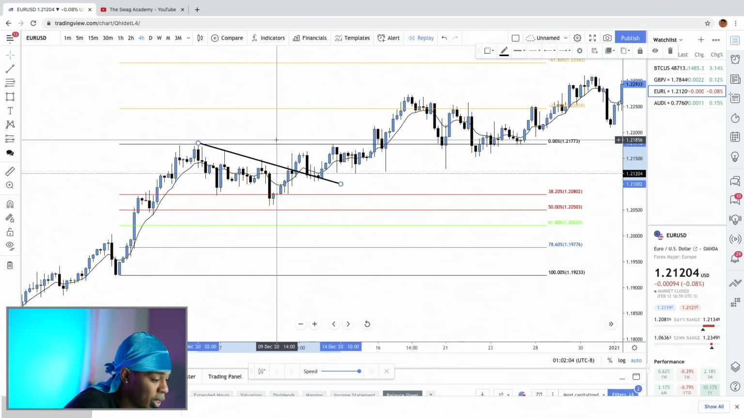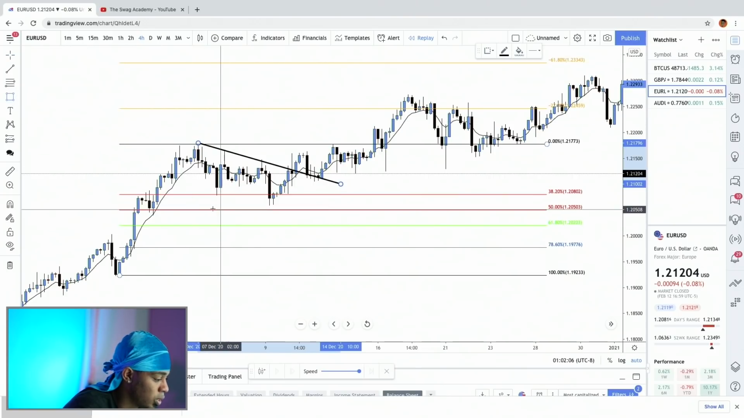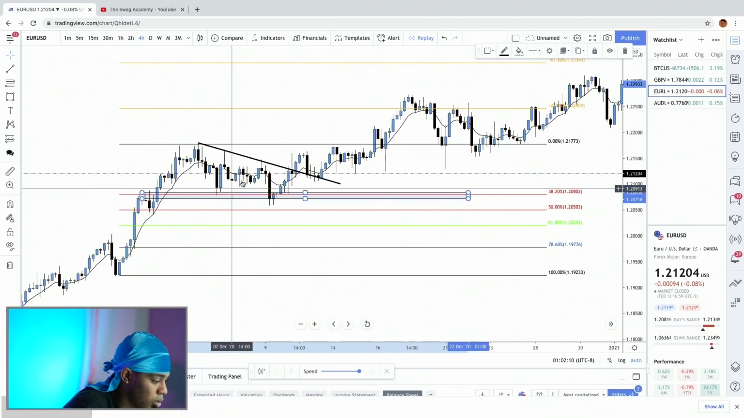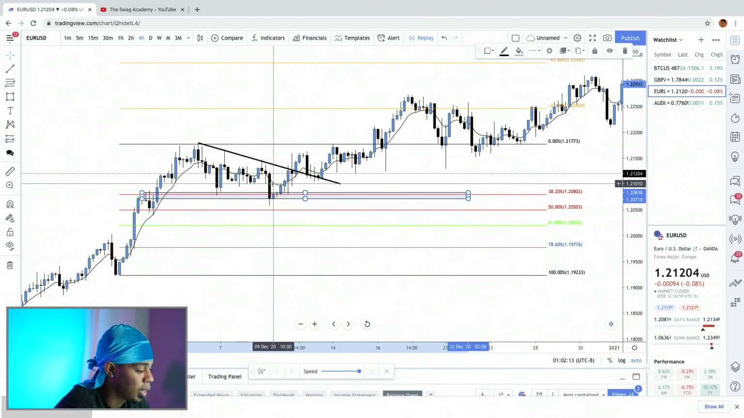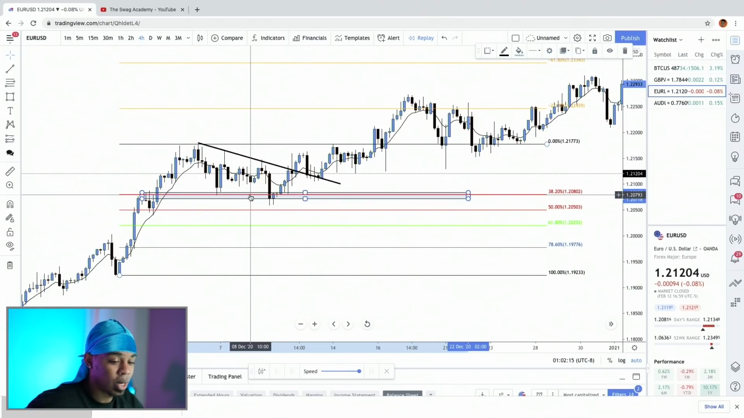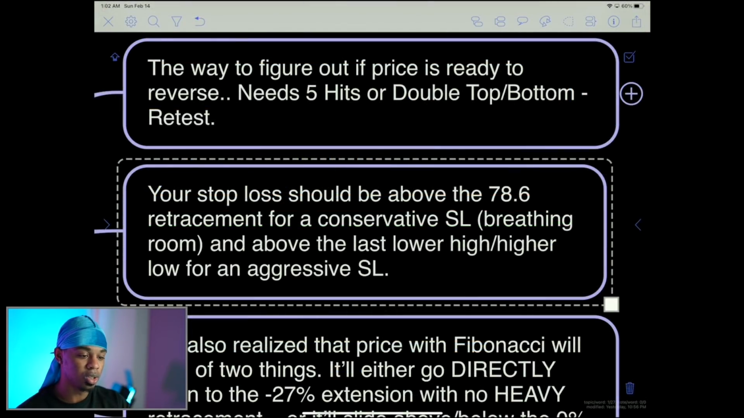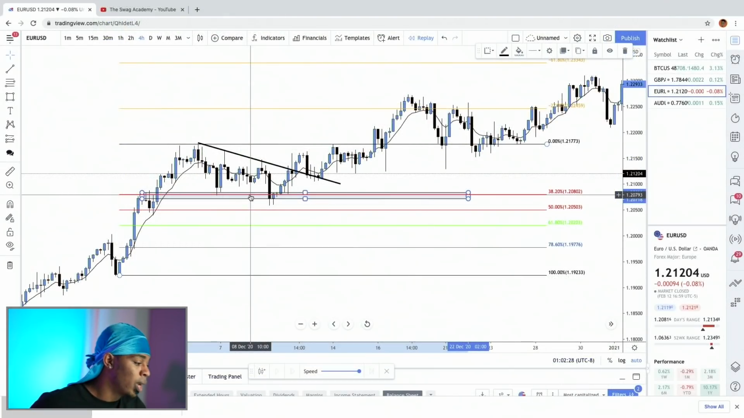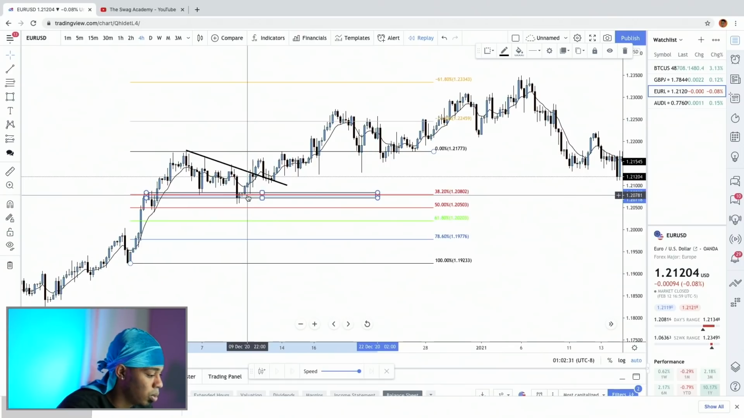So now over here, we get to the 38.2 extension. You can see clear as day. What happens? Hit up to the counter trend line, then hit again. This is a double bottom. Same as what I said over here. If I can go back to the screen, it needs 5 hits or a double bottom. And this is, like I said, from experience, it's one or the other. So now you look at this, price heads up and it goes where?